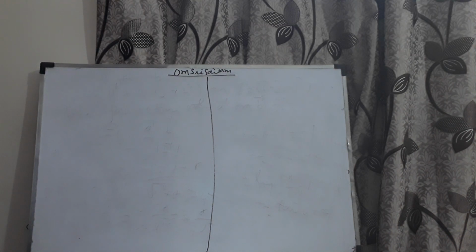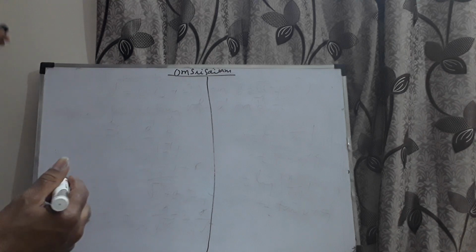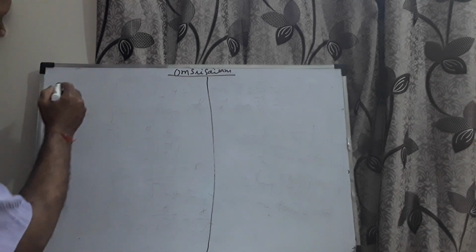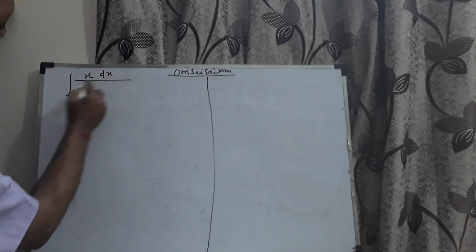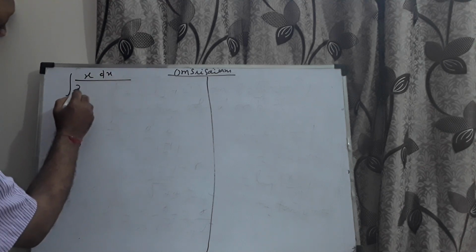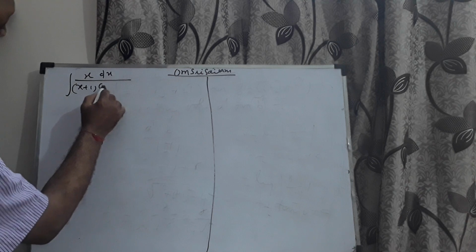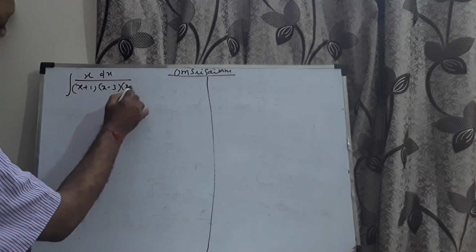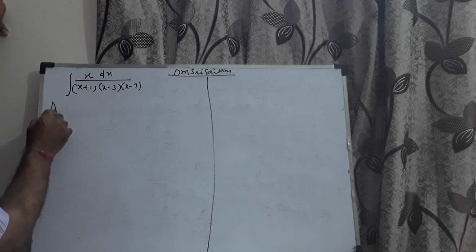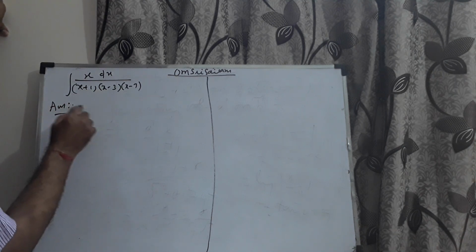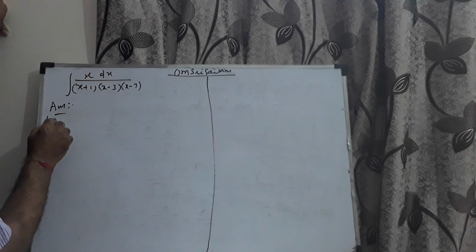In this particular video presentation, we'll discuss some more problems meant for class 12 of CBSE as usual. The first problem meant for today goes like this. Evaluate integral x dx by (x plus 1) into (x minus 3) into (x minus 7). I'll move on to the answer directly. I'm not going to write the question again. It comes under partial fraction.